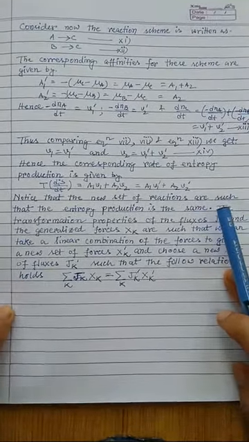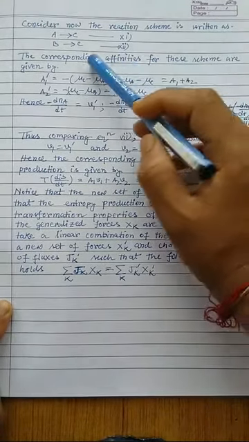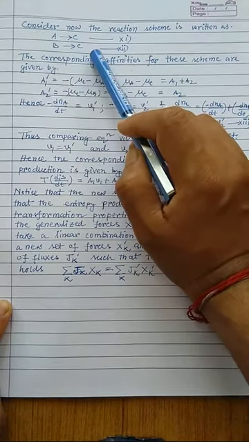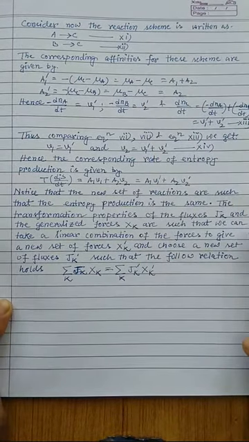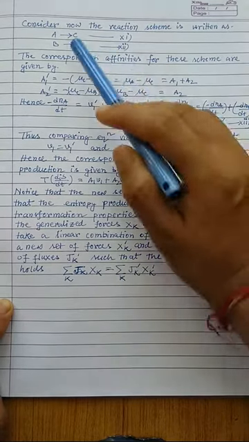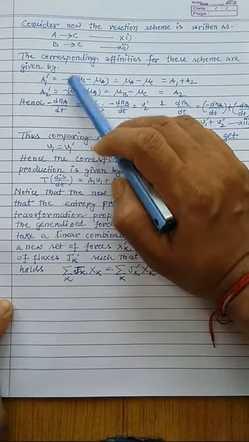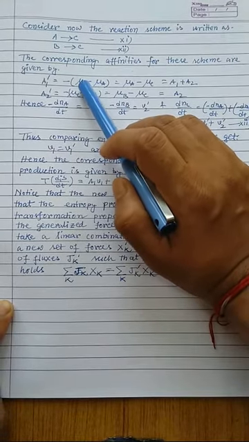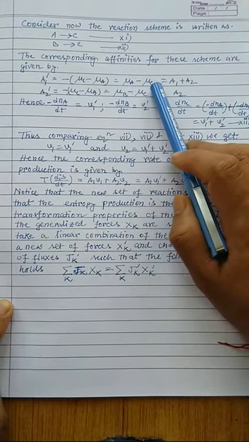Now consider that the reaction scheme is changed a little bit, and I have changed it in this way: A is directly produced to C, and another material B is also produced to C. This is reaction equation number 11 and 12. The corresponding affinities for these schemes are given by: for the first scheme, A1 prime equals minus (mu C minus mu A), that is product minus reactant, the chemical potential of C minus the chemical potential of A, and with a little manipulation, mu A minus mu C.